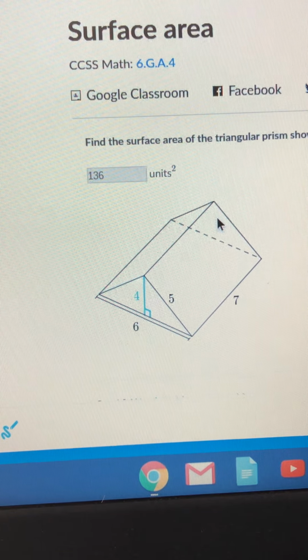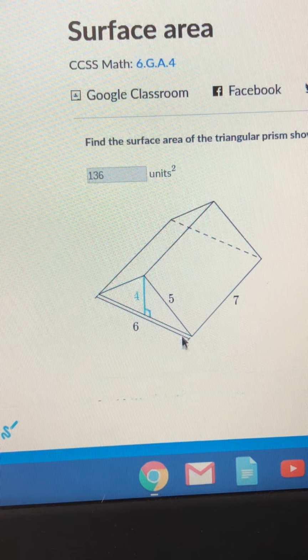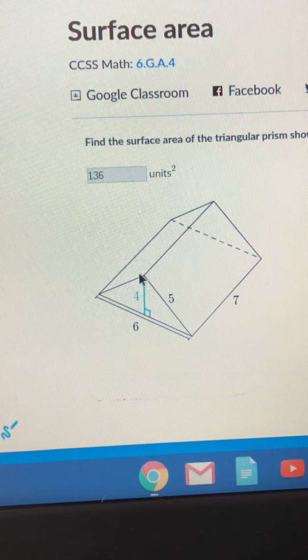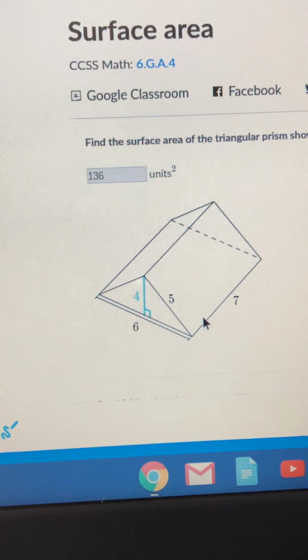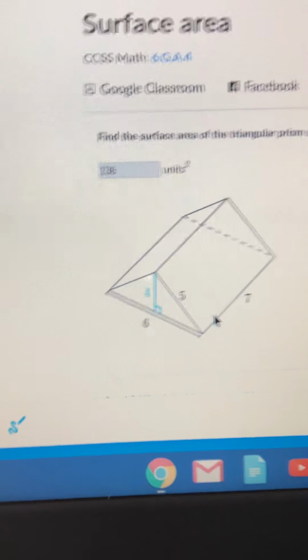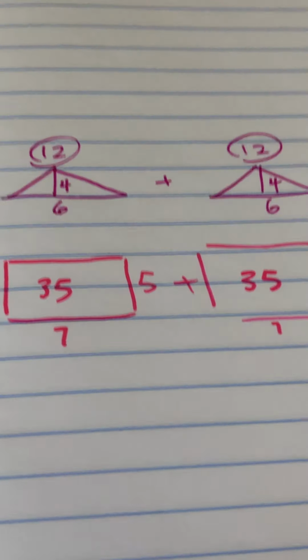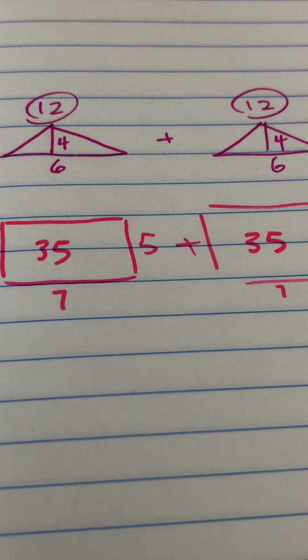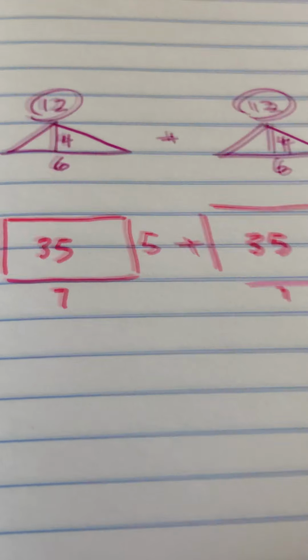And we have to be really careful because while the triangles are congruent, this side is a 7 by 5, this side is a 7 by 5, but the base is a 7 by 6. So when we break this up and look at it with notes, we have two triangles, which are 4 by 6. So we do the triangle formula, which is base times height divided by 2, and get that each of those are 12. And then we have two rectangles that are 7 by 5, so those are 35 each.